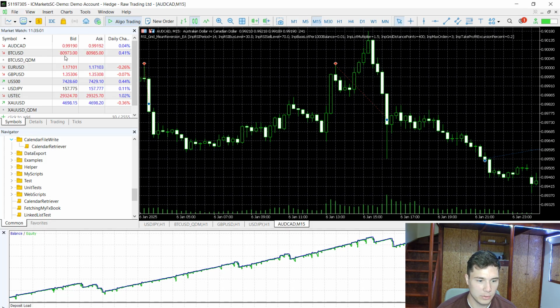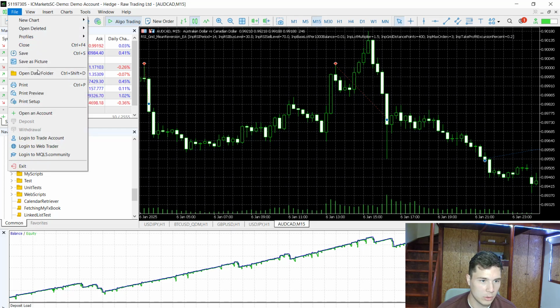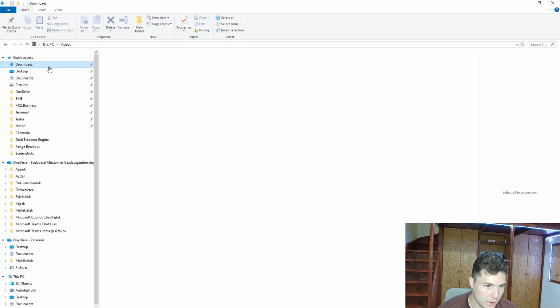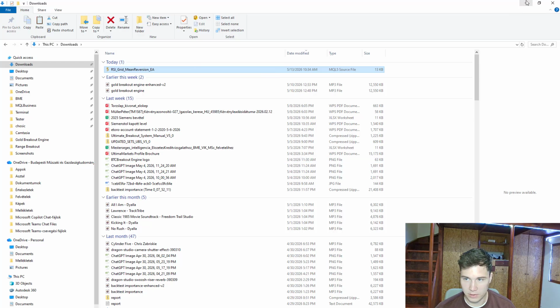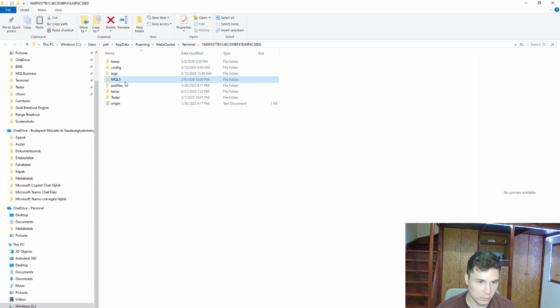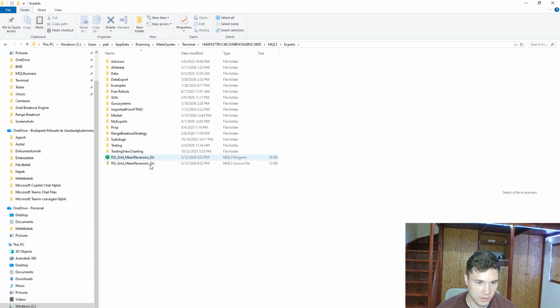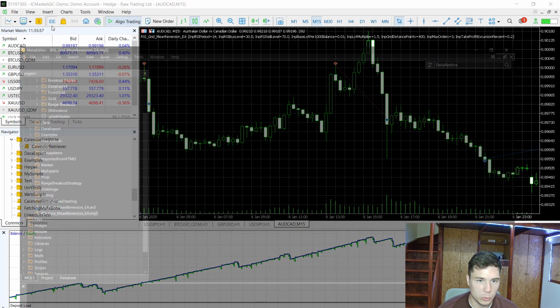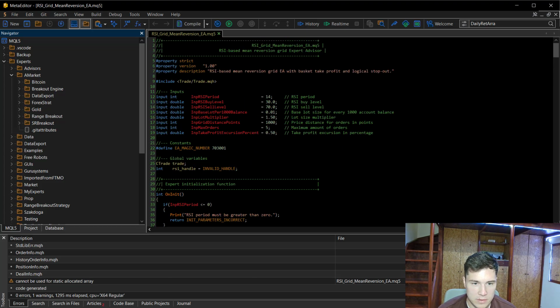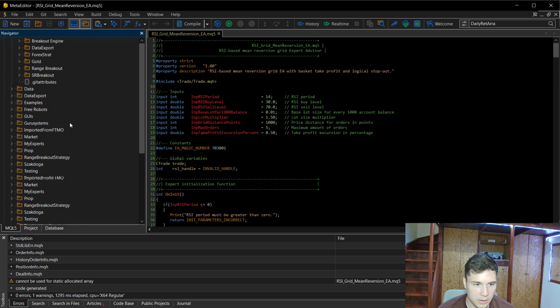So this here is my terminal, as you see. I will go to File, Open Data folder. This here is the download folder. I'm going to cut this mean reversion EA, and I'm going to paste it into the Experts folder, which I already did, but that's how you should do it. And then we go to MetaEditor. Now this is what it gave us, the RSI grid mean reversion EA.